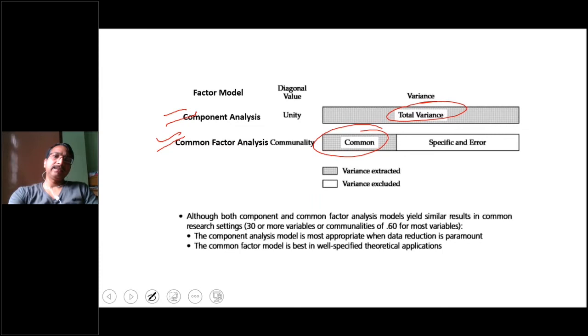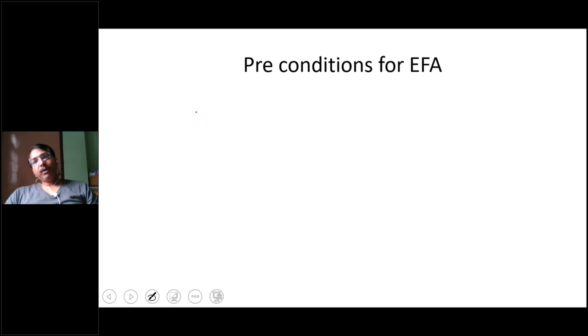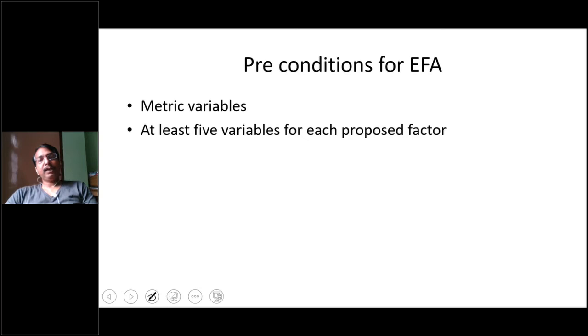All right. Now coming to the preconditions of EFA, there are certain conditions which must be satisfied before performing factor analysis, or exploratory factor analysis. The first condition is that the variables, the items, should be measured on a metric scale, interval or ratio scale. In SPSS, that is the scale measure. If your variables are on an ordinal or nominal scale, EFA will not be a suitable technique. The second condition is there should be at least 5 variables for each proposed factor.